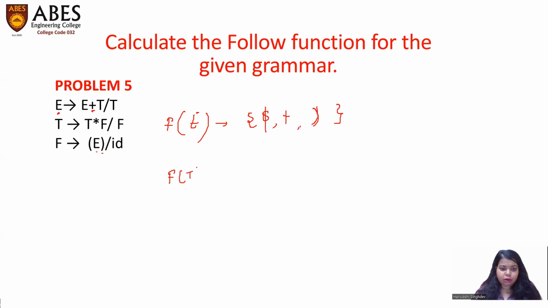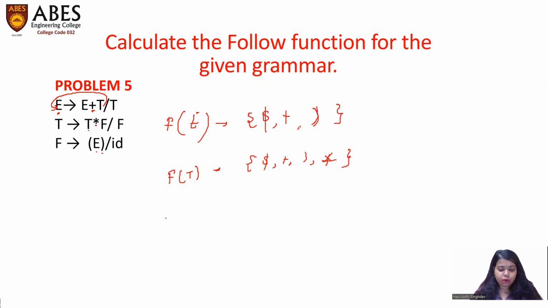Now we find the follow set of T. T is occurring here in the right hand side. After T we have no symbol. So follow of T will be follow of E. So first write the follow set of E: plus and closing bracket. Now after T, what are we getting? The multiplication symbol. It is also a terminal symbol, so we are going to include it also.